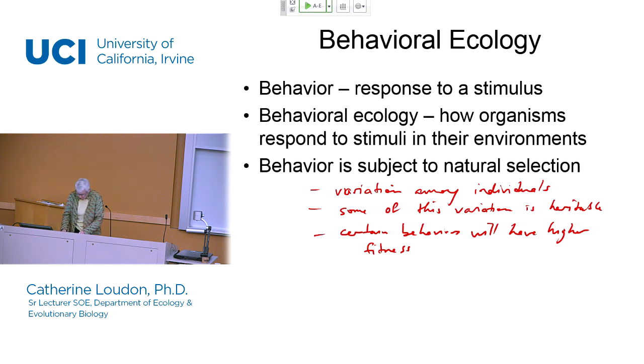Examples of behaviors that you might think of as fairly obviously related to higher fitness are things like being able to run away from predators, being able to avoid eating something that's poisonous. Those would be examples of behaviors that lead to higher fitness.